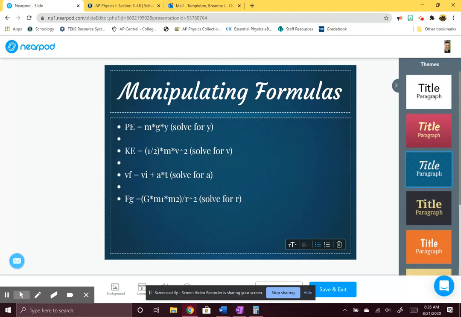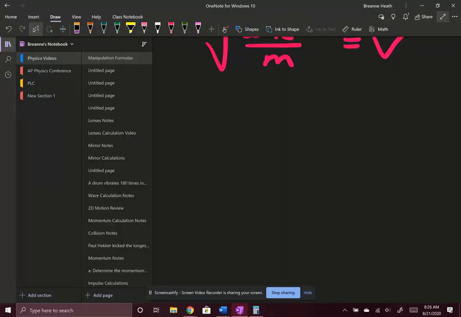So let's do another one. This one is a motion formula. It's your Vf equals Vi plus A times T. So we're going to go back over here.